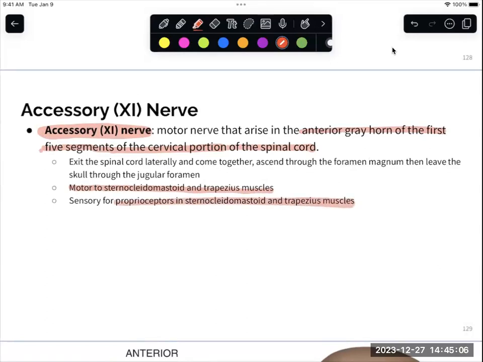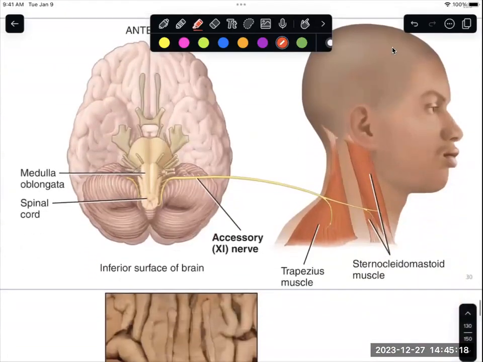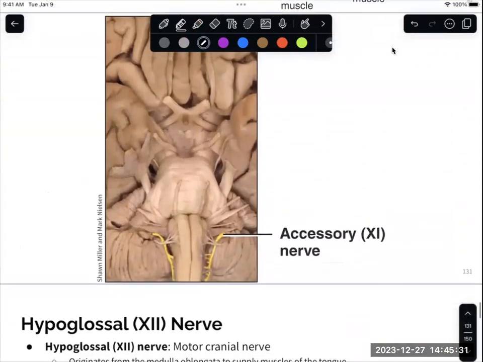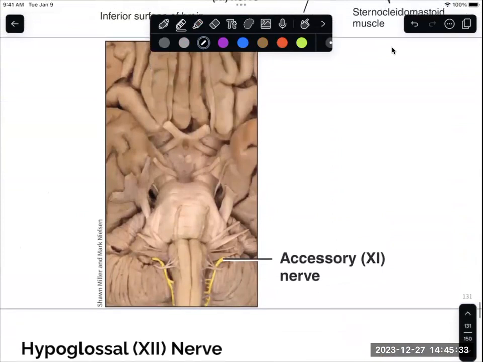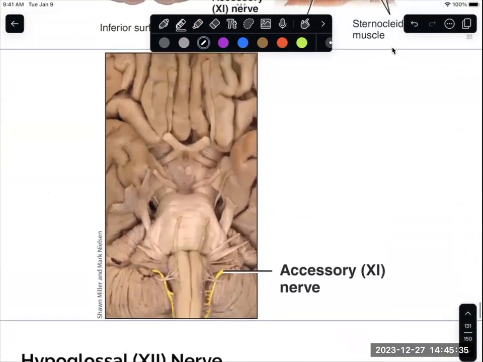So this one, you can have people shrug their shoulders up and try to push them down. And that's checking that trapezius muscle. If that trapezius muscle works, it has that strength, accessory nerve works. So here you can see that nerve coming out to the sternocleidomastoid and that trapezius muscle. You can also see here how it's coming from these first 5 cervical segments. So here is that accessory nerve.